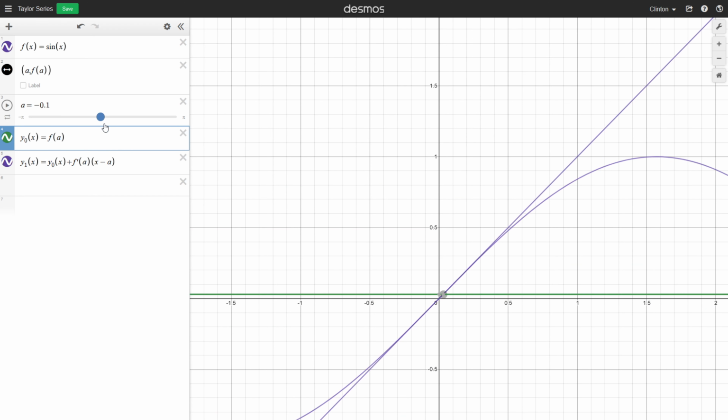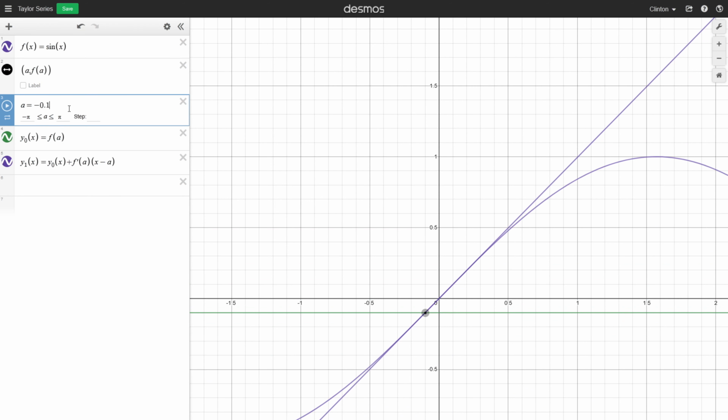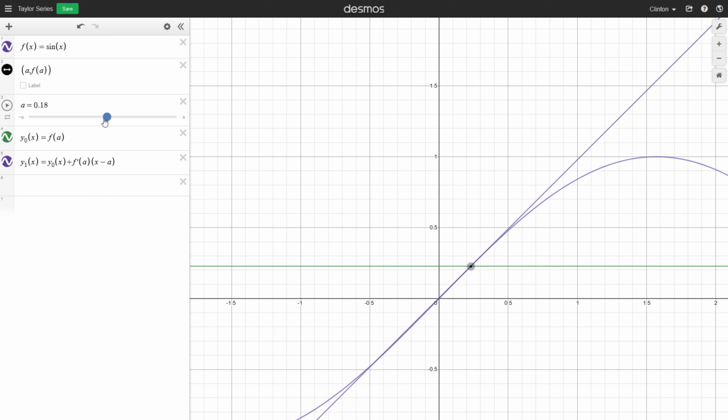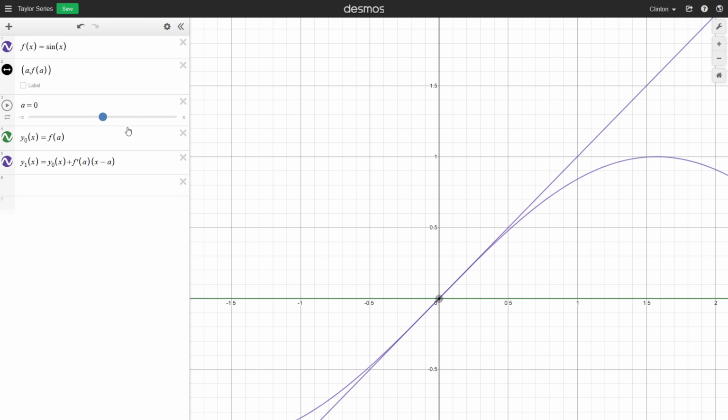And you can see at some places, like right here, when a is 0, for instance, they match for a very long time. But then as we move a around, like for instance right here, you can see that you don't have to deviate as far away before the approximation and sine of x begin to really spread apart. That deviation, that error, increases more rapidly here than it does, let's say, closer to 0. They tend to stay together a little bit longer before the line and the curve begin to separate.